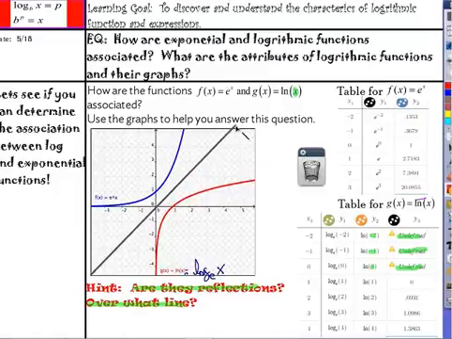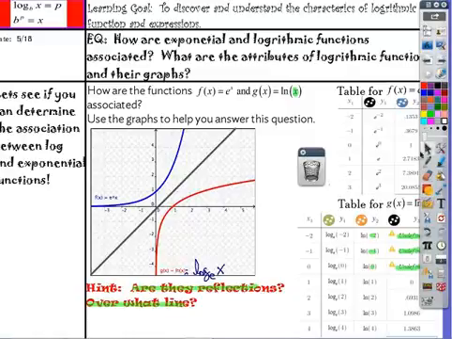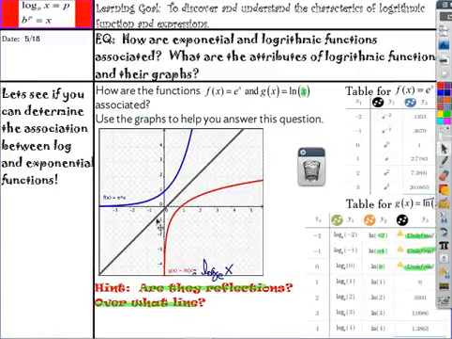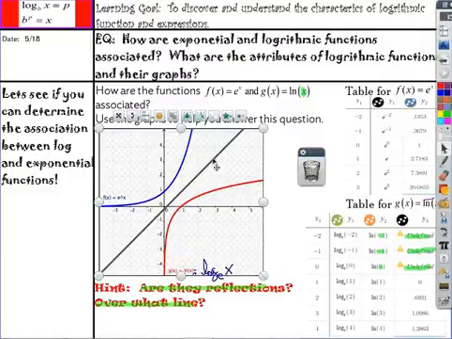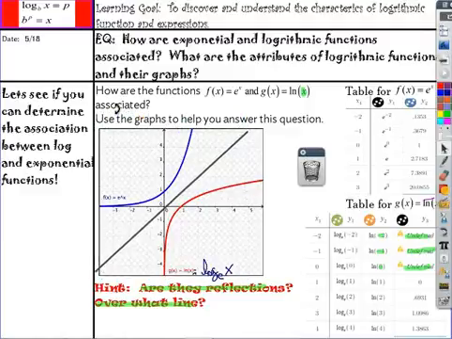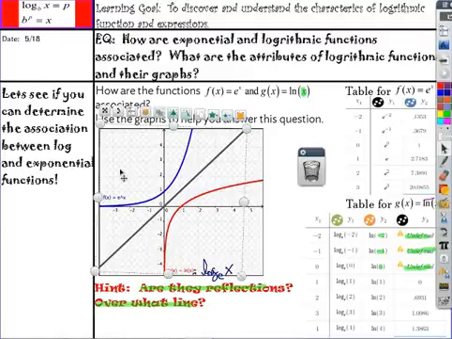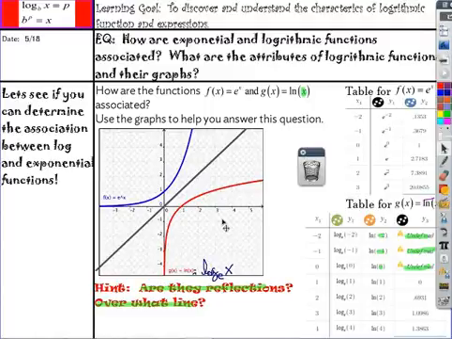Not right there. Let's see here. I'm going to adjust this line here to get it to match up with the line y is equal to x. See if I can get that there. Turn it a little bit, move it. Okay, that's pretty close to the line y is equal to x. What you should be able to visually see and visually concur with is that they are reflections of each other over the line y is equal to x.